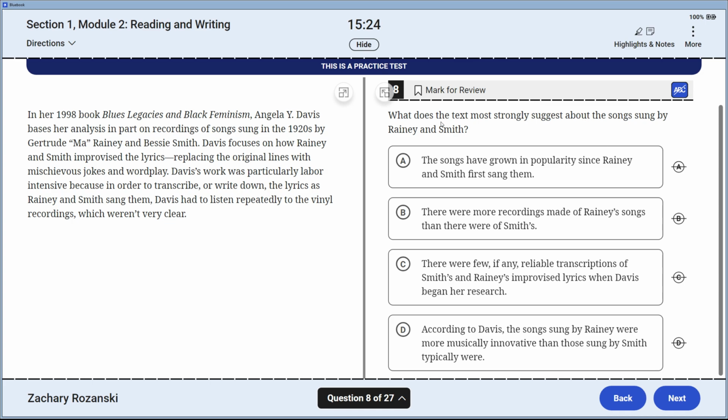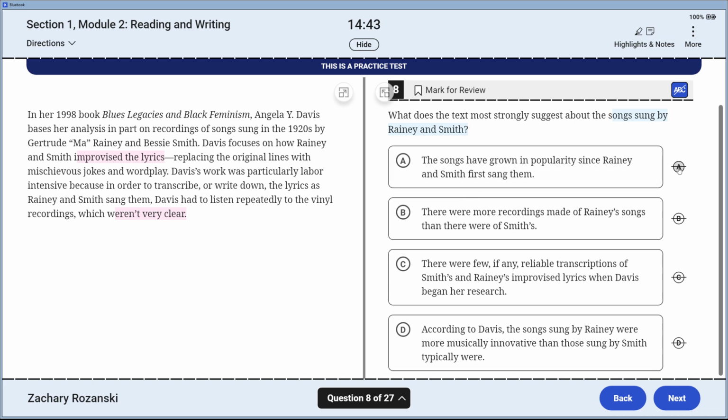What does the text most strongly suggest about the songs that were sung by Rainey and Smith? Okay. In the book, Angela Davis, in her analysis, looks at the recordings by Gertrude Rainey and Smith. Davis focuses on how Rainey and Smith improvised the lyrics, replacing the original lines with mischievous jokes and wordplay. Davis's work was particularly labor-intensive because, in order to transcribe the lyrics as they sang them, the lyrics weren't very clear. So there was improvisation and it was tough to hear on a record.